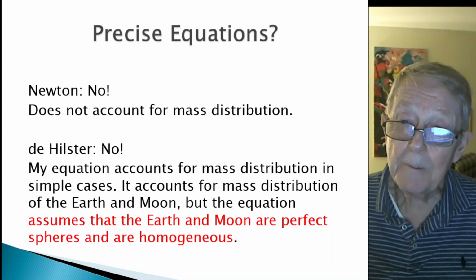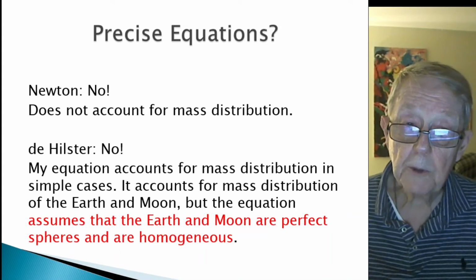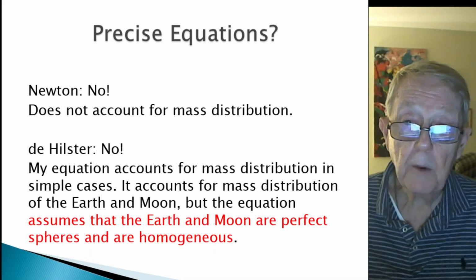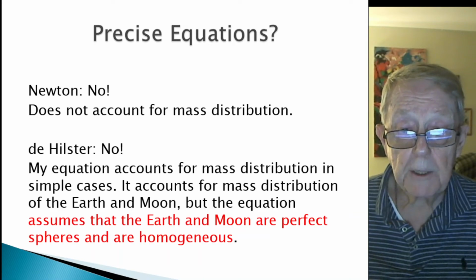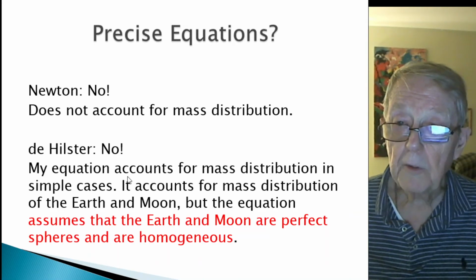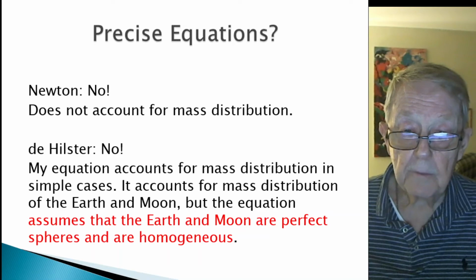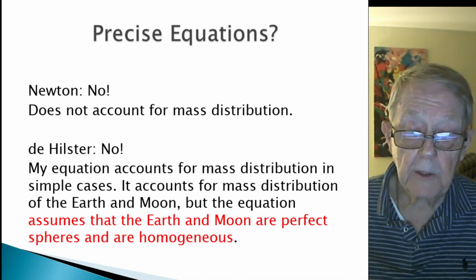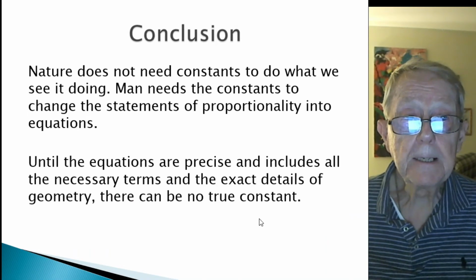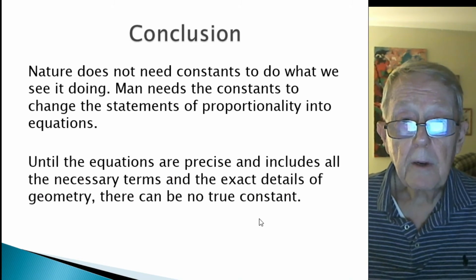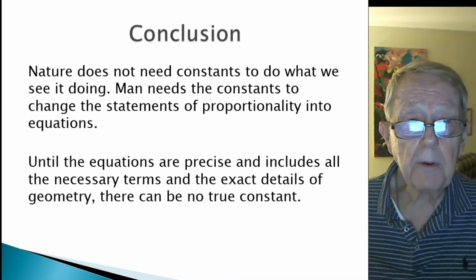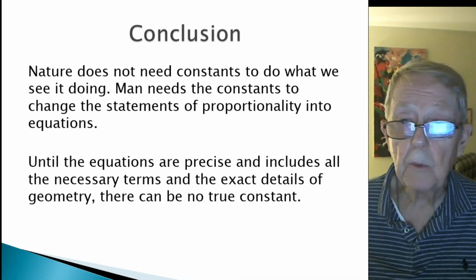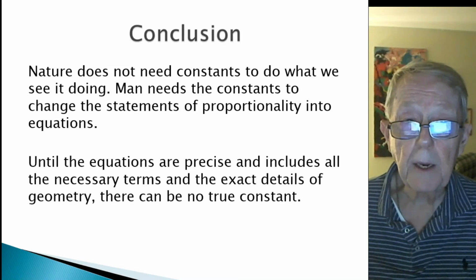You put an atmosphere around it, and then the Earth as an oblate spheroid. You can account for the mass distribution as much as you want, and when you do that, the equation forces you to account for that. Makes it more precise, but still, they're all estimates. There's my equation, Newton's equation, not precise. My conclusion, maybe didn't get there exactly right, but nature doesn't need constants to do what we see it doing.